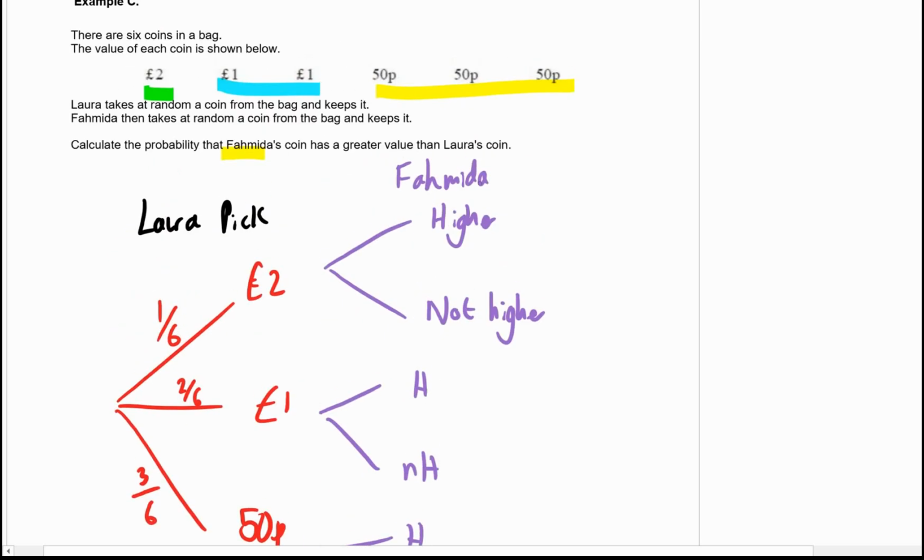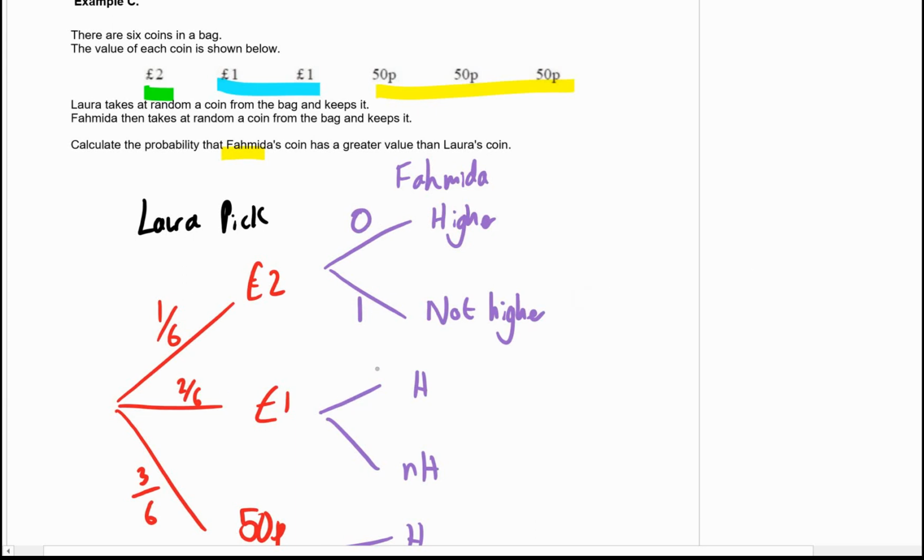So the odds that Famida gets a higher coin, if Laura's got a £2 coin, then there are no more higher coins. So that's impossible. And therefore not higher will be certain, because these must add up to 1. So if this is 0, that means this is automatically 1.